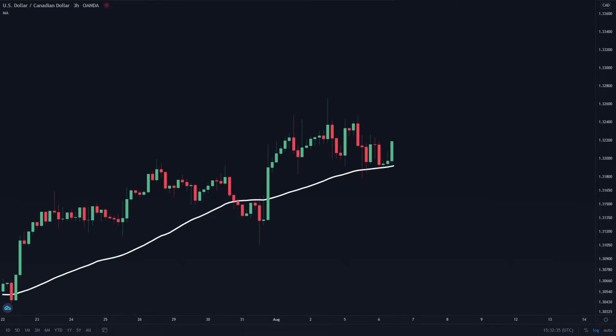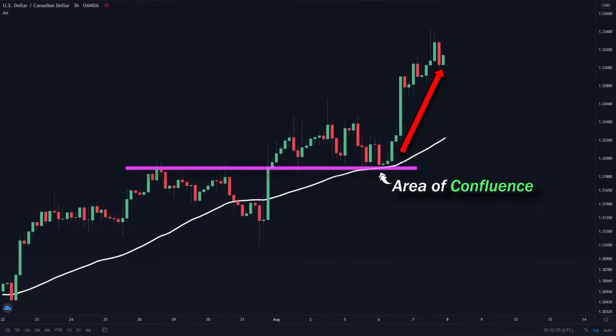Now, there are also situations where you can find multiple levels in one chart. Like in this example, we have the 50-period moving average applied and the price pulls back. But notice that there's actually a level of support intersecting here. This is called an area of high confluence. And usually, when price approaches an area of confluence, there's a higher chance that a reversal will form.